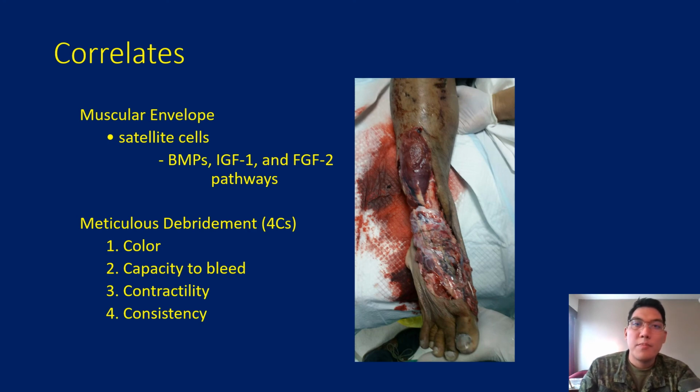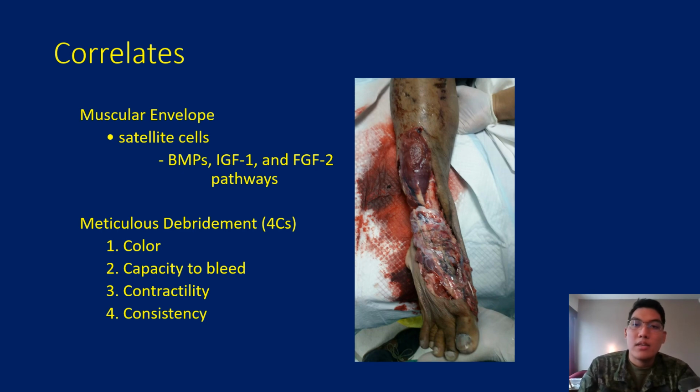In doing the debridement, we should not let any necrotic tissue be left in the site of the injury. We can evaluate the viability of muscles by inspecting the color, capacity to bleed, contractility, and consistency.